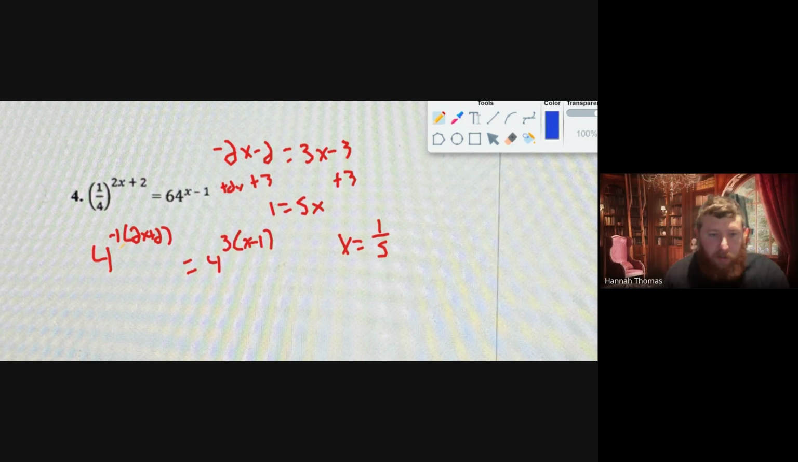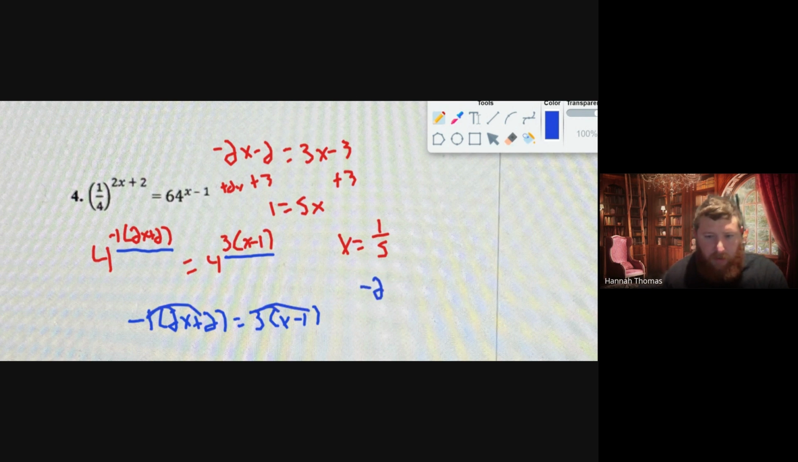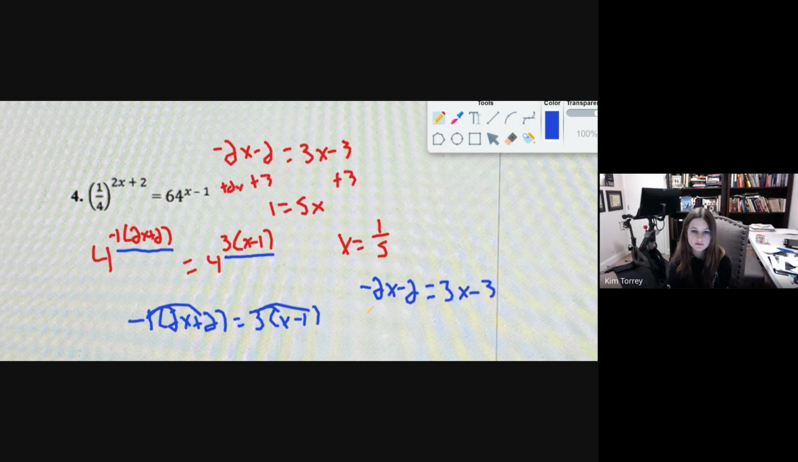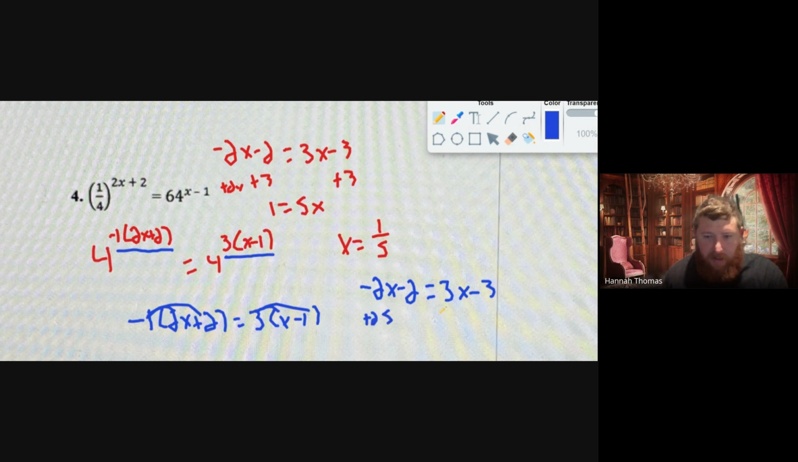So we're going to take this and set it equal to this. So it gives me negative 1 times 2x plus 2 equals 3 times x minus 1. So I distribute the negative 1 and then distribute the 3. And I end up with negative 2x minus 2 equals 3x minus 3. Okay. So I'm going to add 2x to both sides, which gives me negative 2 equals 5x minus 3.